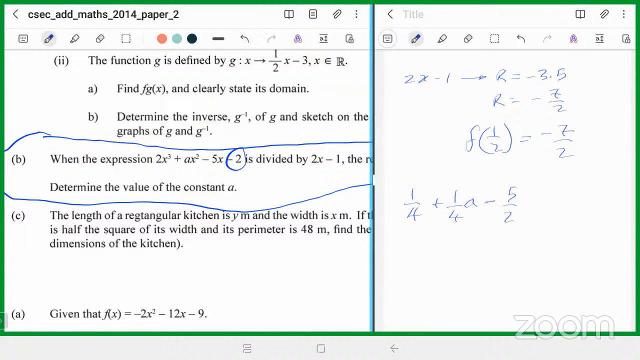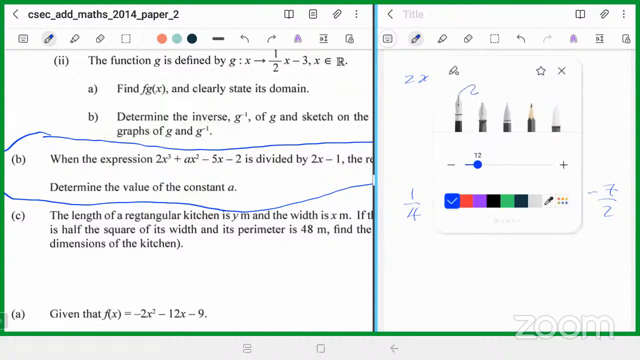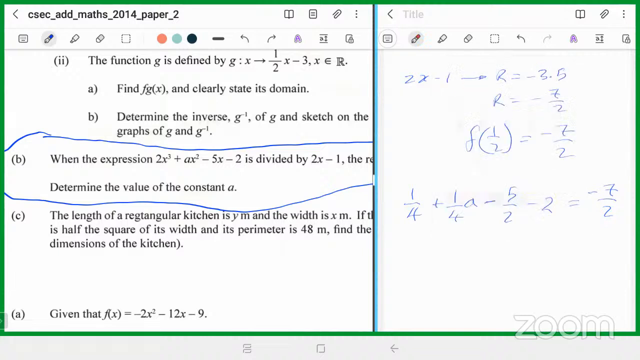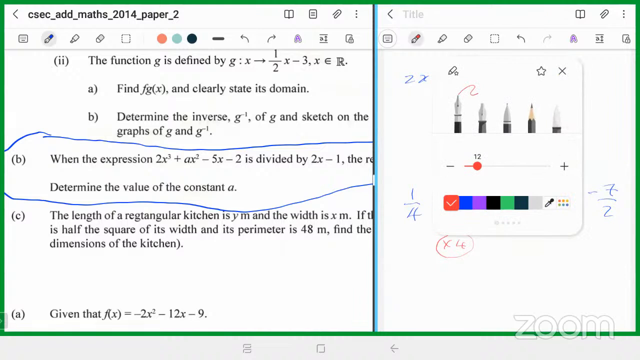Then I have this negative 2 as part of my function, and that is equal to negative 7 over 2. So to simplify this, I can multiply it through by 4. If I multiply it through by 4, all the fractions will be gone. I'm not saying that you have to, but I don't want to see all those fractions all about the place. So I'm going to multiply it through by 4 to get rid of all the fractions, so I'm working only with whole number values.